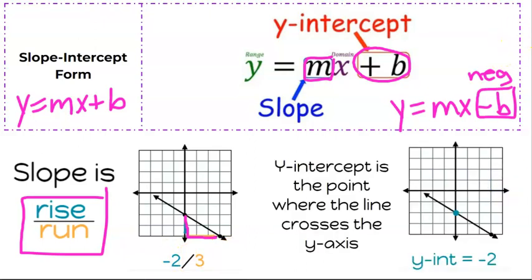And then the y-intercept is the point where the line crosses the y-axis. Now the y-axis is your vertical axis. It's the one that goes up and down. That's your y-axis. So for this one right here, we can see that the y-intercept is at -2 because the line that is graphed crosses the y-axis at that blue point right there at -2.